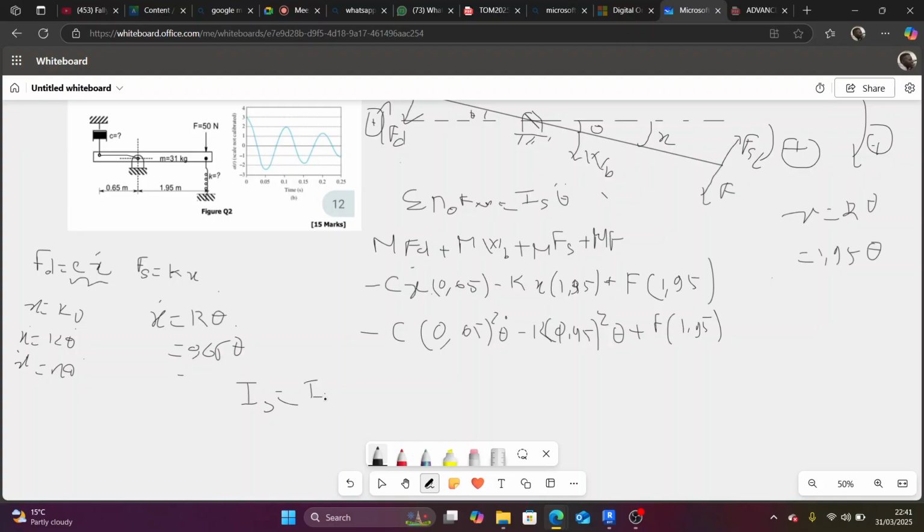Sometimes they give you the mass of the damper or the mass of the spring. If you have the mass of the damper, it is taken as a concentrated mass. In that instance, I damper will be the mass of the damper times the distance where it is to the pivot squared, which is 0.65. The spring also has a mass if it is given, but the spring mass you always divide by 3, times the distance where the spring is to the pivot squared.